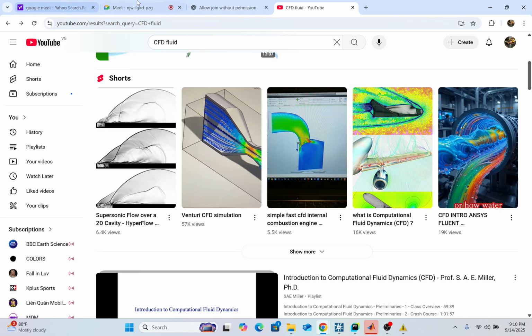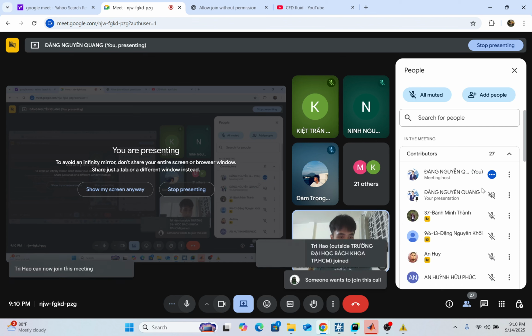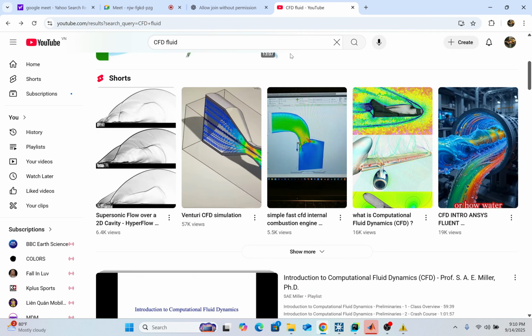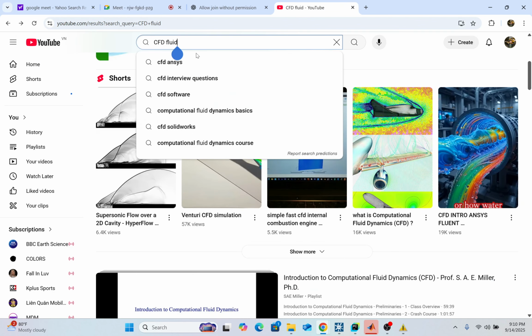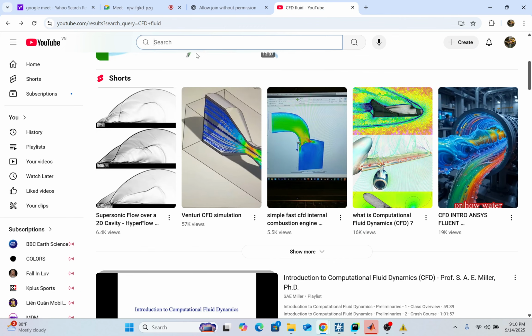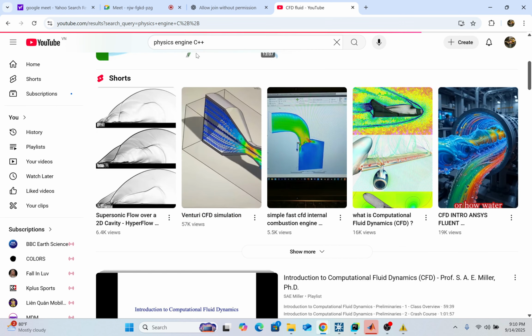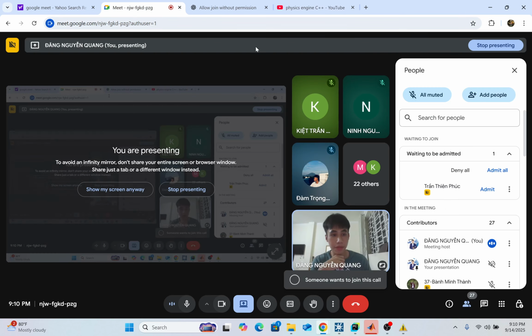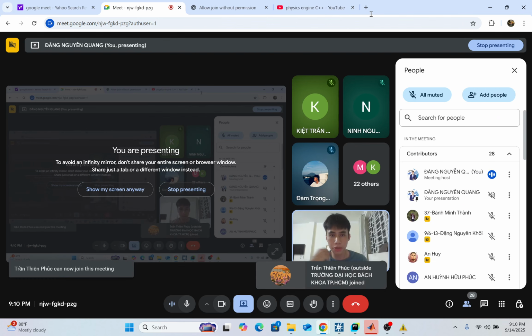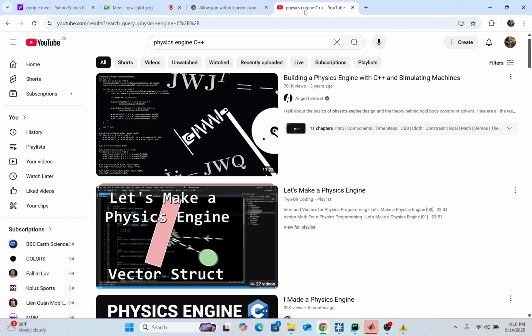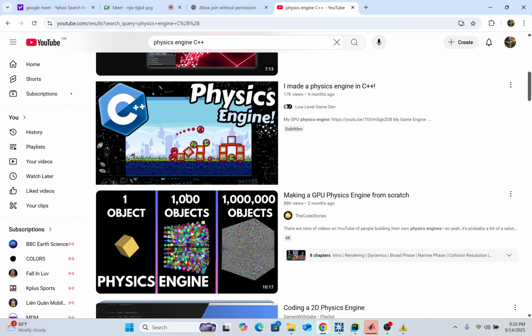Or sometimes you would like to simulate physics because you are making a game engine. There will be a physics engine in C++, and you will find that a lot of videos talk about this. You do it for games because in games, you know, you have to make collisions, right? You want to make a physics engine. Here is the physics engine.